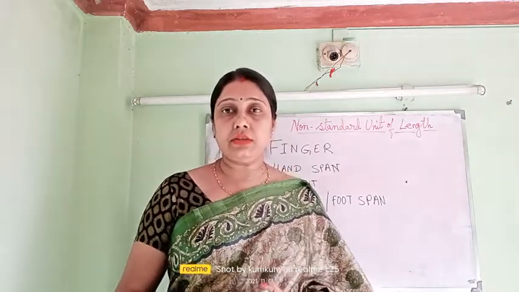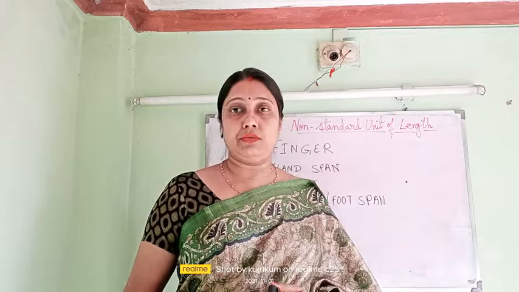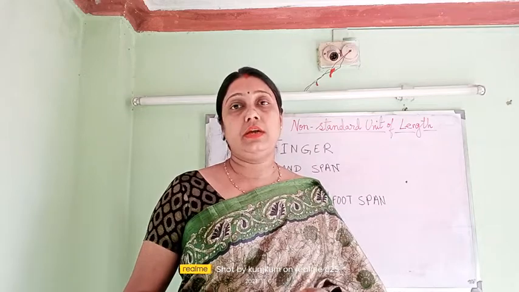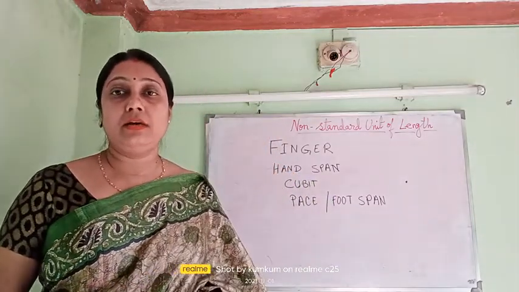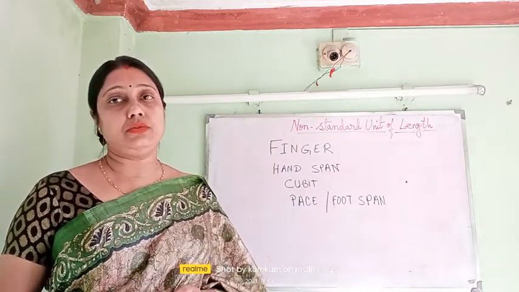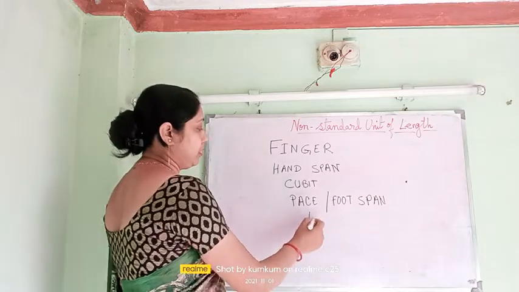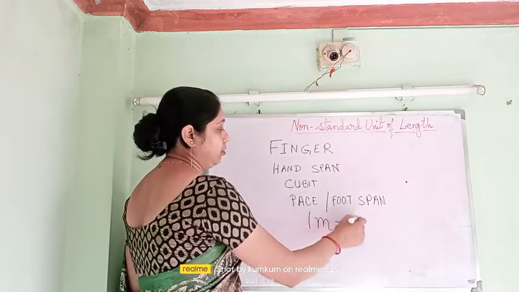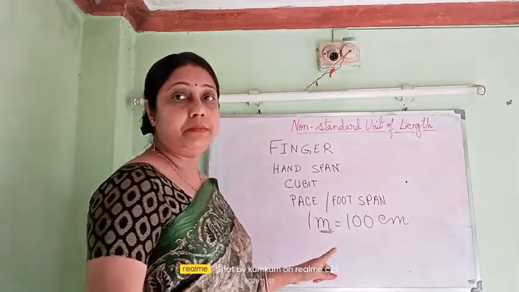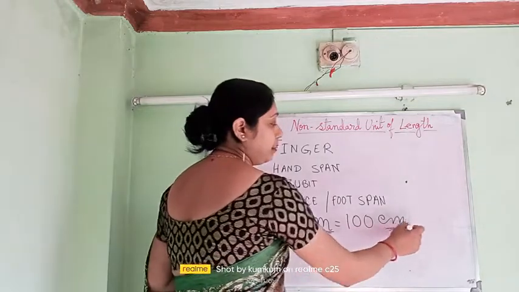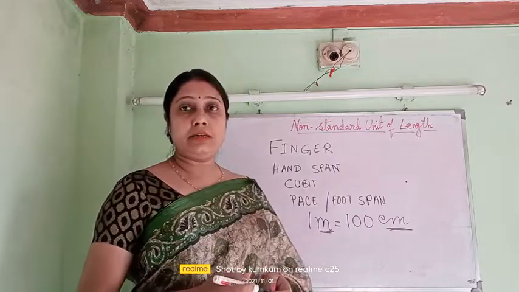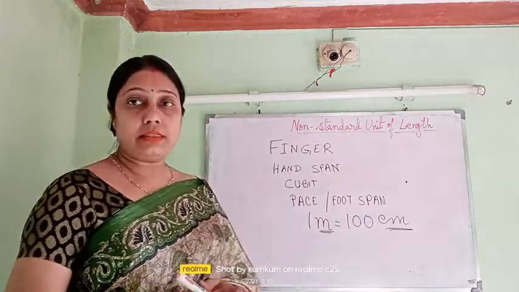Now what is the standard unit of length? Meter is the standard unit of length. Small m is the unit we can write in short, and centimeter is the smaller unit of the standard unit. 1 meter equals 100 centimeter. Let us see. 1 meter equals 100 centimeter. So this m means meter and this cm means centimeter. Now the standard unit of length is meter.